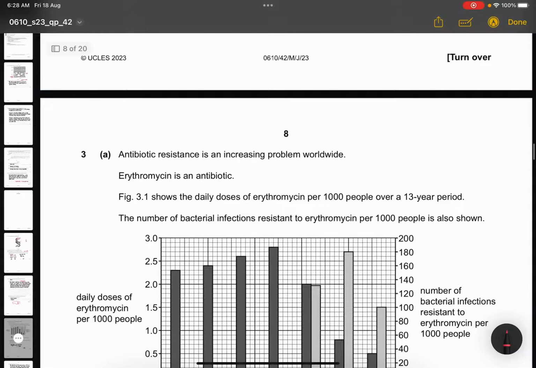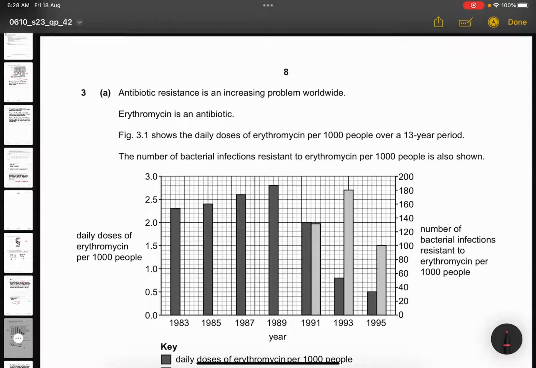Okay. Question 3 part A. Antibiotic resistance is an increasing problem worldwide. Erythromycin is an antibiotic. Figure 3.1 shows the daily dose of erythromycin per 1,000 people over a 13-year period. So you must see that they already linked it. It must be in per 1,000 people. So the number of bacterial infections resistant to erythromycin per 1,000 people is also shown.